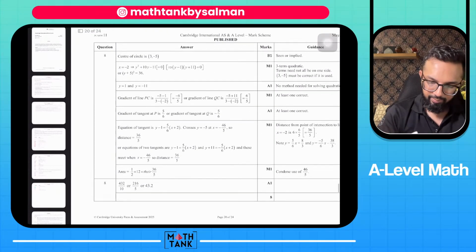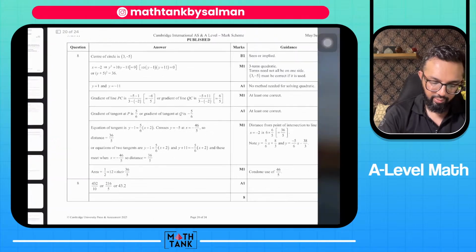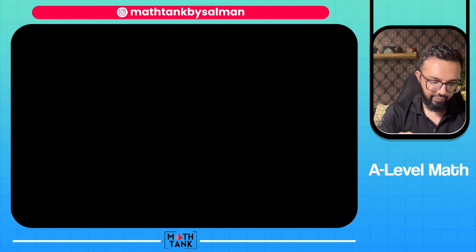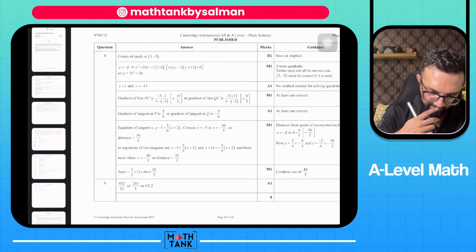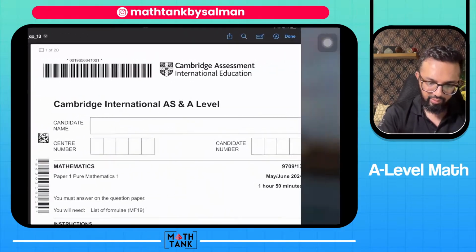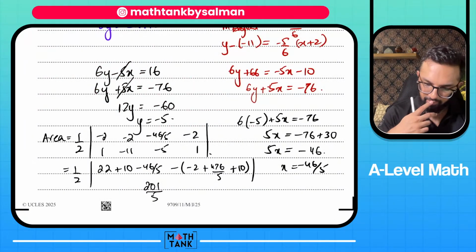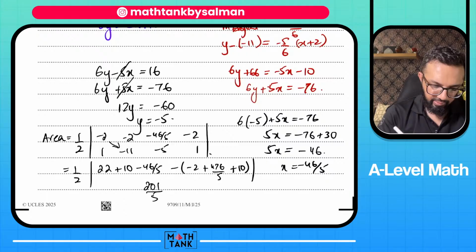No, it's not the correct answer. I may have messed up somewhere. Let's check where I've messed up. Let me first figure out if the intersection points are fine. X is minus 46/5, and the y coordinate, I think I've taken the y coordinate incorrectly. Should have been minus 5. Yeah, that's correct. So 22, 10, and minus 46/5, and then minus 2.